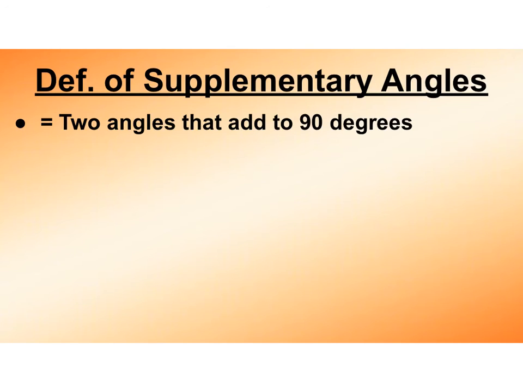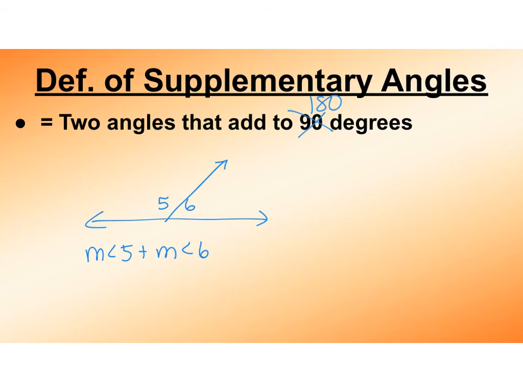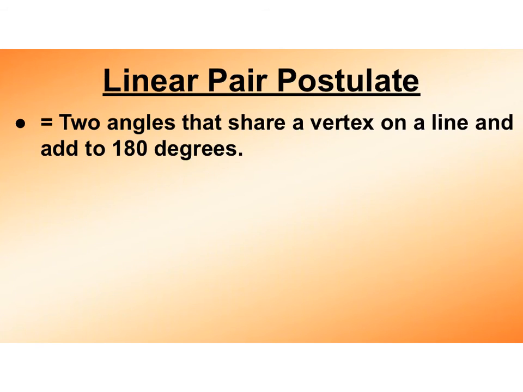Definition of supplementary. Mistake. 2 angles that add to 180 degrees. So our picture is going to look like a straight line with a ray coming out of it. We'll call it angle 5 and 6, and we'll conclude the measure of angle 5 plus the measure of angle 6 equals 180 degrees. If I see that, I can say definition of supplementary angles.